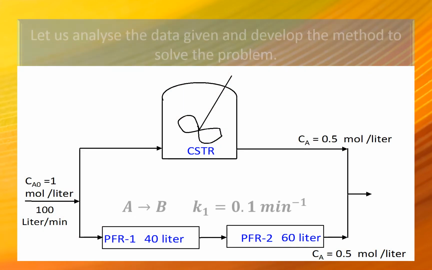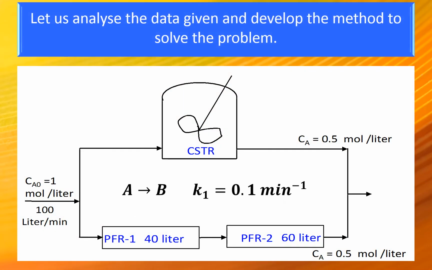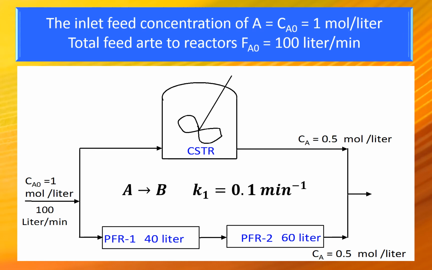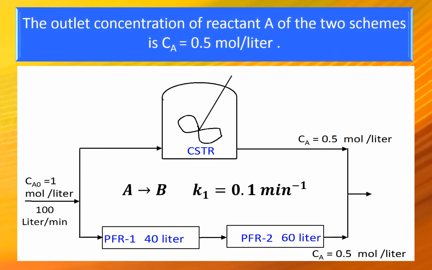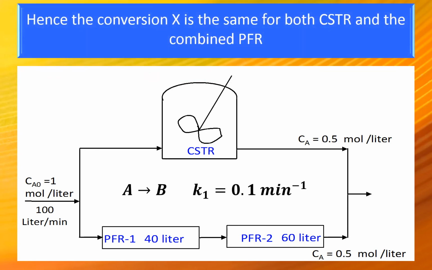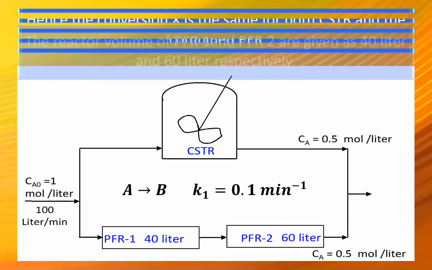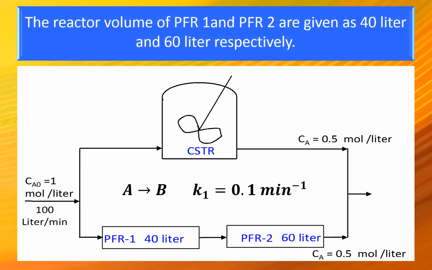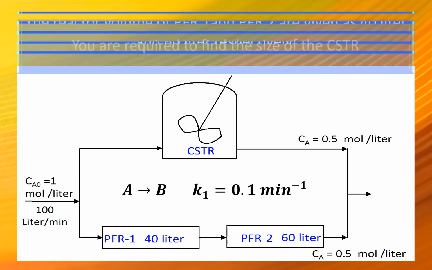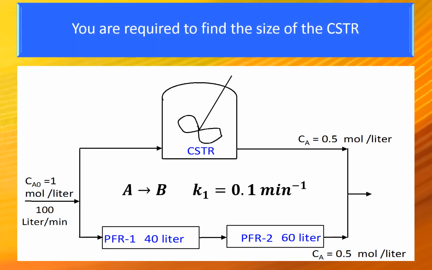Let us analyze the data given and develop the method to solve the problem. The inlet feed concentration of A, Ca0, equal to 1 mole per liter. Total feed rate to reactor, Fa0, is 100 liter per minute. The outlet concentration of reactant A of the two parallel schemes, Ca, equal to 0.5 mole per liter. Hence, the conversion X is the same for both CSTR and the combined PFR. The reactor volumes of PFR1 and PFR2 are given as 40 liters and 60 liters respectively. You are required to find the size of the CSTR.